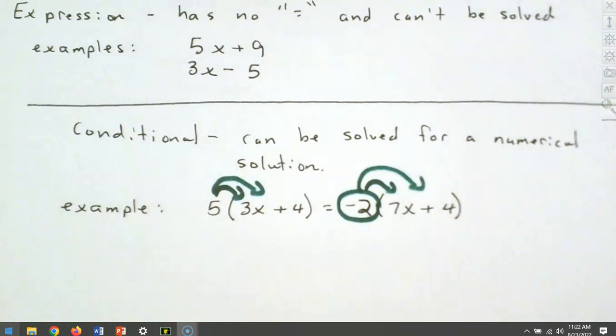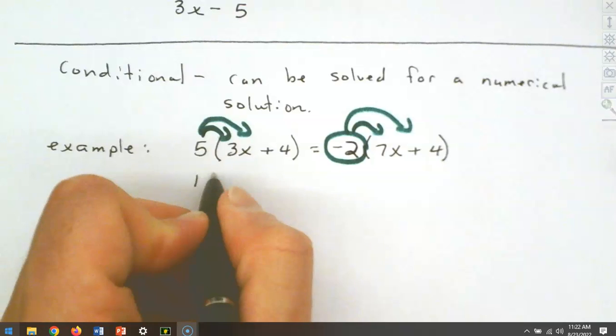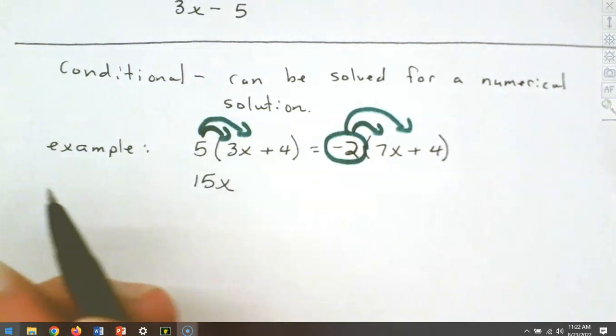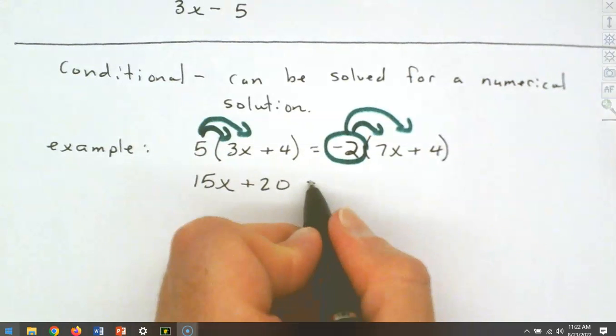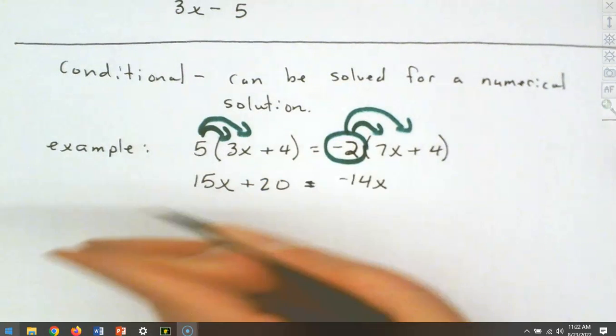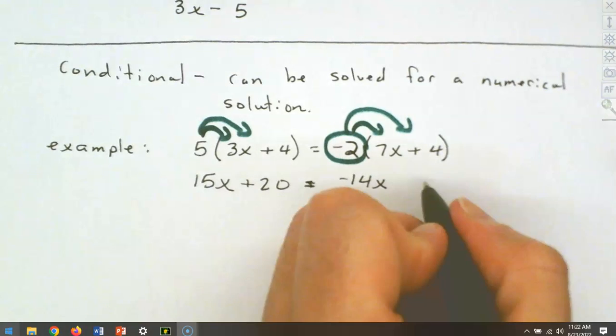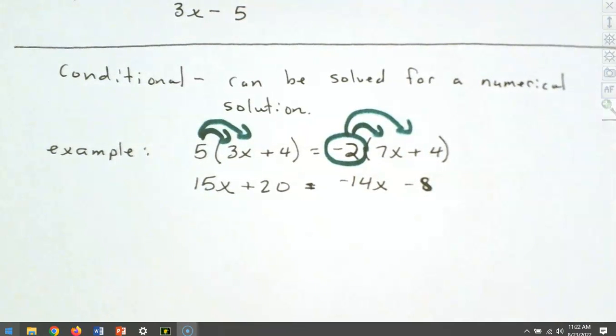I'm going to go ahead and distribute that 5 through on the left and that minus 2 through on the right. So when I distribute that 5 through, we've got 5 times 3, that's 15x. 5 times 4, that's 20. On the right-hand side, watch your negative here. Minus 2 times 7, it's a minus 14x. Bring down the x. And minus 2 times 4, that makes it a minus 8. We're all right with that so far? So this is just using the algebra skills that you should already kind of know.